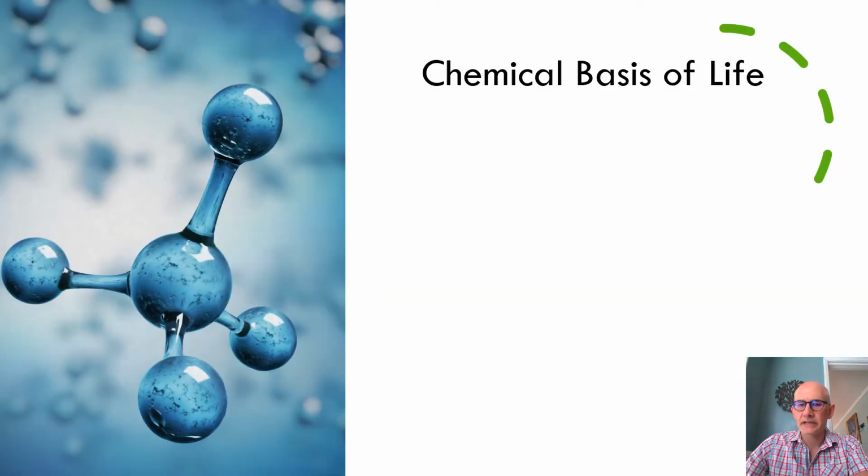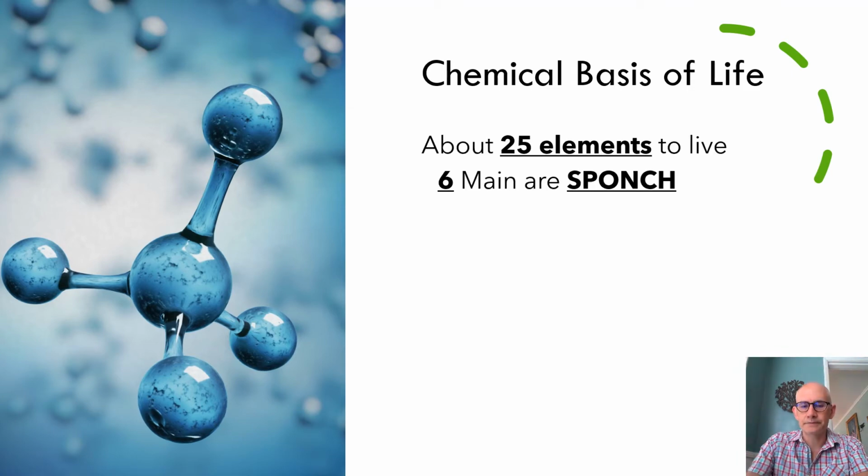All right, our basic chemicals that are going to be important in biology are going to be the sponge elements. The sponge elements are going to be sulfur, phosphorus, oxygen, nitrogen, carbon, and hydrogen. These are the main ones that make up the bulk of your body. Of those six, oxygen, carbon, and hydrogen will be the highest in your body, followed by nitrogen, then phosphorus, and last sulfur. But there are about 25 elements in total.